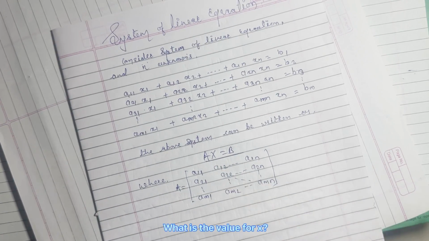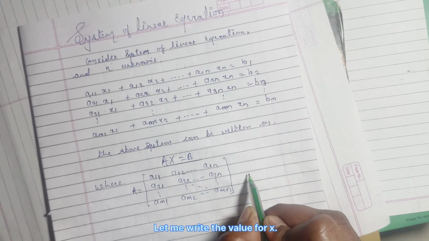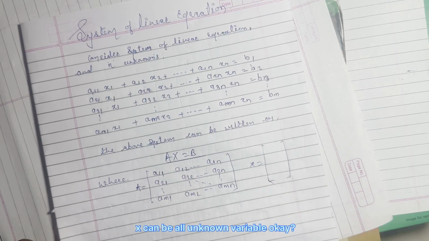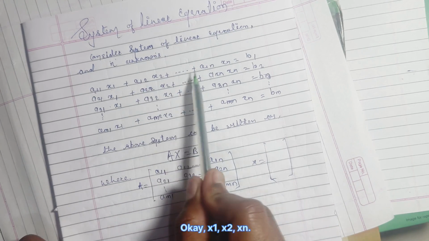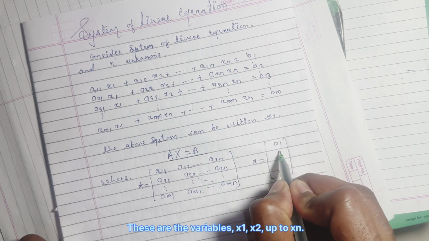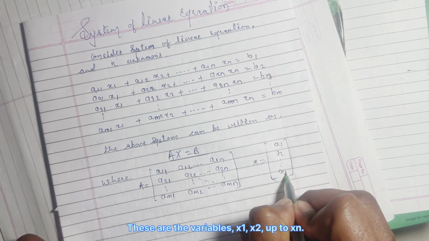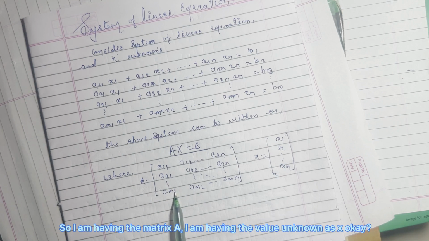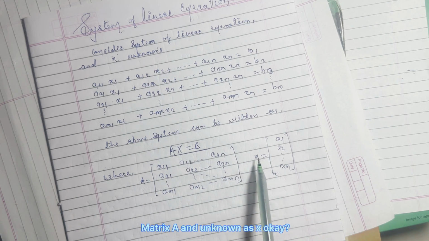What is the value for x? Let me write it. x can be all the unknown variables, x1, x2, up to xn. These are the variables for x. So I have the matrix A, and I have the unknown vector x.